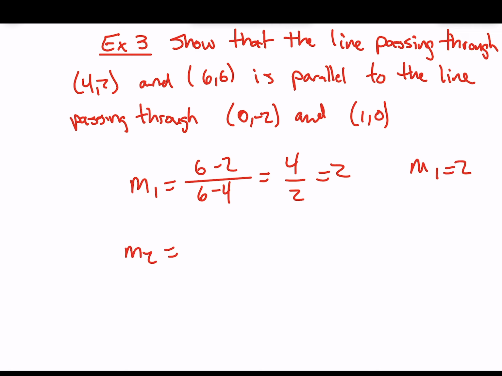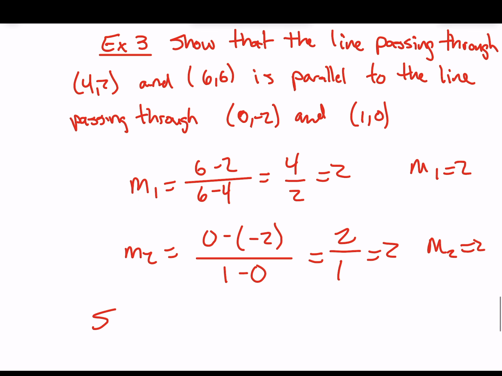What about for our second line? Well, we'll use these two points, (0, -2) and (1, 0). M2 is 0 minus a -2 divided by 1 minus 0. 0 minus a -2 is 0 plus 2, or 2. 1 minus 0 is 1, so our slope is 2. So, since our slopes are the same, M1 is equal to M2, the lines are parallel.